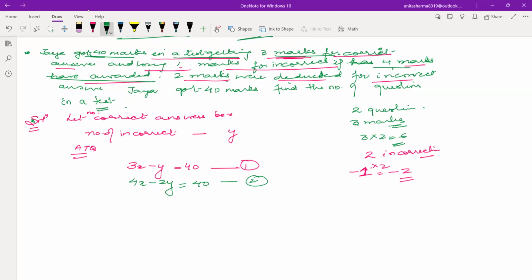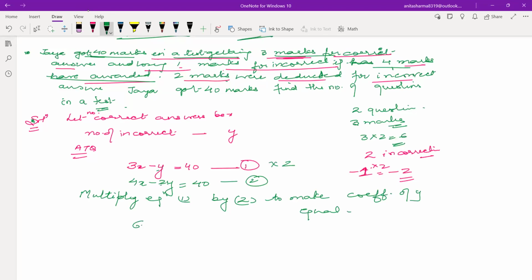Ma'am, is x 20? Abhinav, just tell me, the value of x is 20. I haven't solved it yet, ma'am. Okay, I am solving that. Multiply equation 1 by 2 to make the coefficient of y equal. Here the coefficient of y is 1 and here it is 2. So multiply: 6x minus 2y is equal to 80. And the second will remain the same: 4x minus 2y is equal to 40.